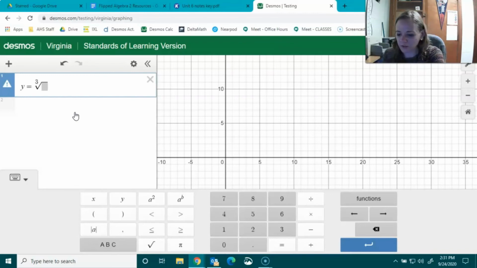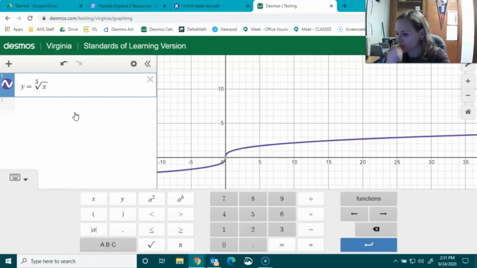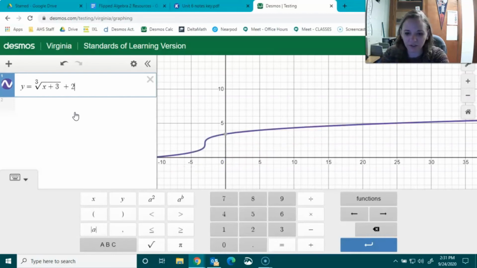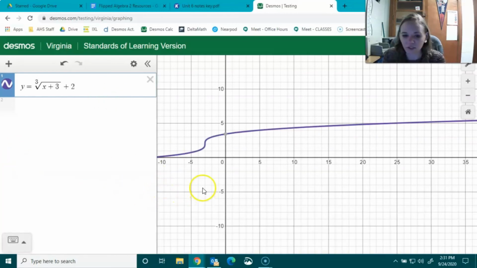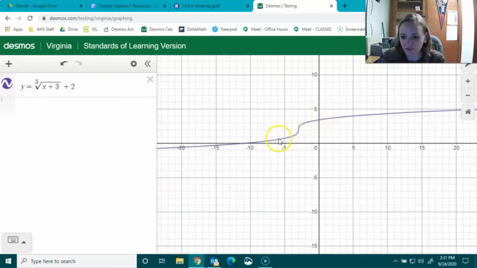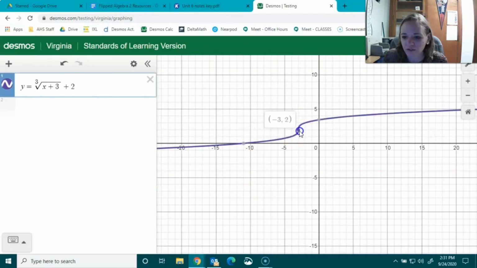Just a reminder. All right, so third root of x plus 3, and then the next part is outside, so arrow, plus 2. Third root of x plus 3, plus 2. So we have the graph that continues and is symmetrical. Yeah, geometry word. It's symmetrical about this point. So right here is my turning point. Let's see if I can find what that is. Looks like it's, yeah, negative 3, 2.